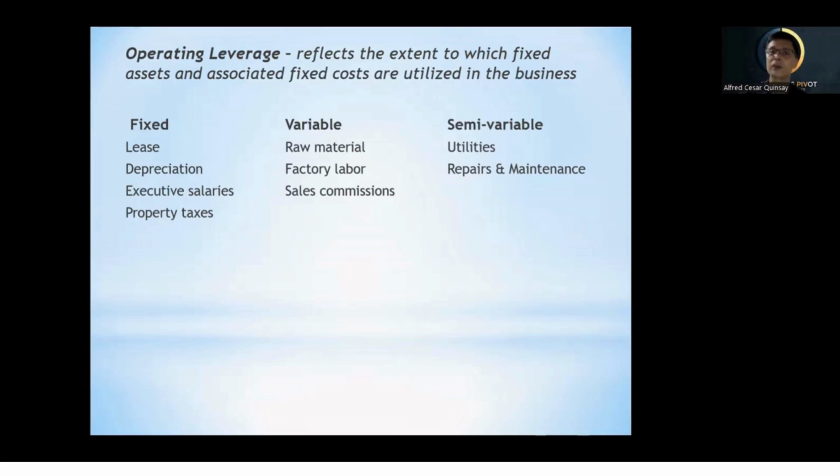Now, there are semi-variable costs, of course. Like utilities, like the water bill or the Meralco bill. You would notice that you would still pay for a certain amount or sum, no? Even if you go on a vacation for 1 month, you would still get an electric bill, because it has a fixed component as well as a variable component inside it.